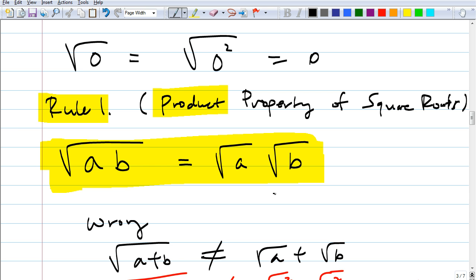The square root of 3 plus 4, which is 7, is not the same as the square root of 3 plus the square root of 4. Good. You could kind of verify that with the calculator. But let's just use perfect squares for example. Hold on. Here we go.